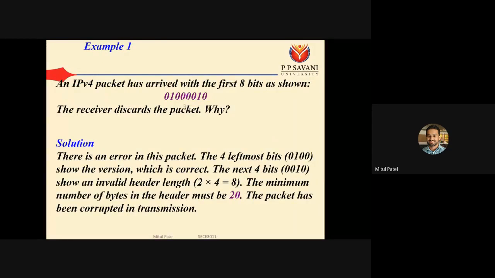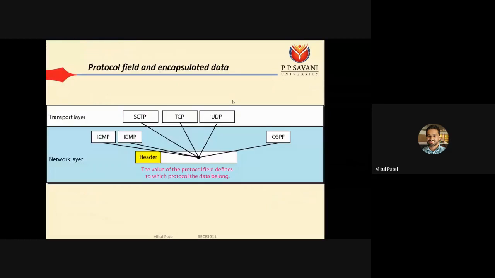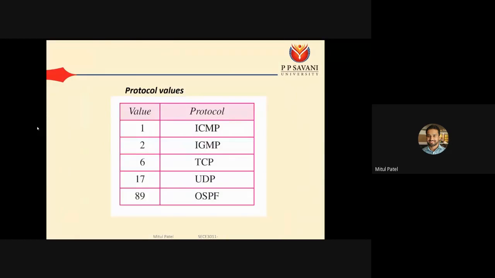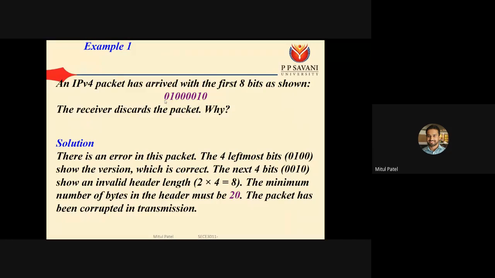Let's take an example. An IPv4 packet has arrived with the first 8 bits as given. In the first 8 bits, we know that the first 4 bits are for version and the second 4 bits are for HLEN, or the header length. So 0100 indicates the version, so our version is 4. It is correct. And the receiver will discard the packet.